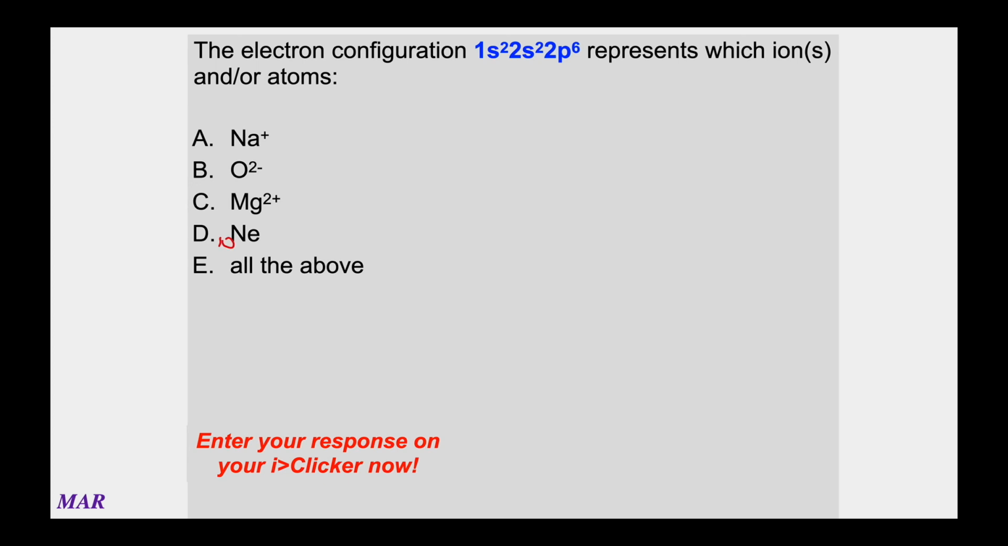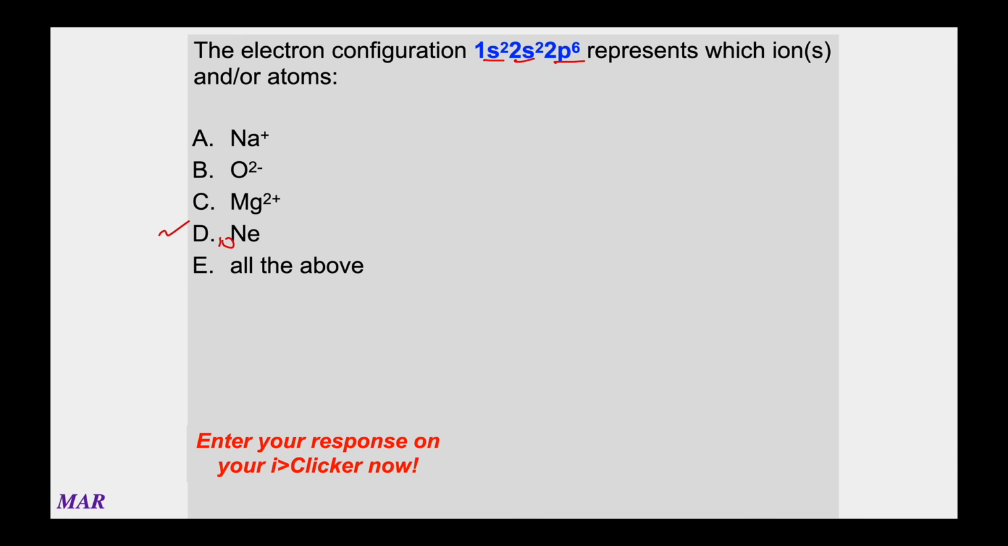If you put the electrons in, first electrons go in 1s, next electrons go in 2s, and then 2p. So 2 plus 2 plus 6, the superscripts of that configuration, equal 10. Neon is 1s2, 2s2, 2p6. So at the very least, we know that answer D here is legit. But let's look at the other ones.